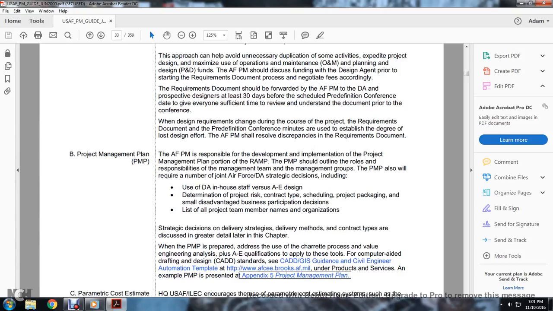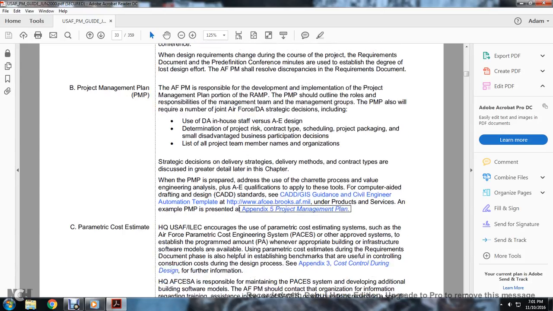The program management is prepared to address, with the use of the Charlotte process, the value of the engineering and analysis plus the qualifications to apply to the tools for computer-aided drafting design standards and computer-aided drafting GSI, and guidance for the civil engineering automation template with the HE, AFCC, Brooks, AFML under products and services. An example of the program management plan is in Appendix 5.